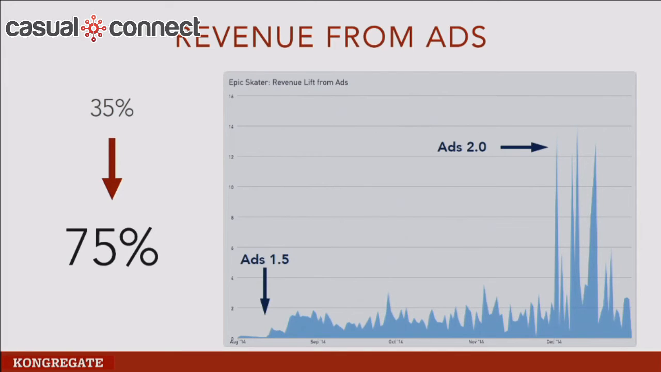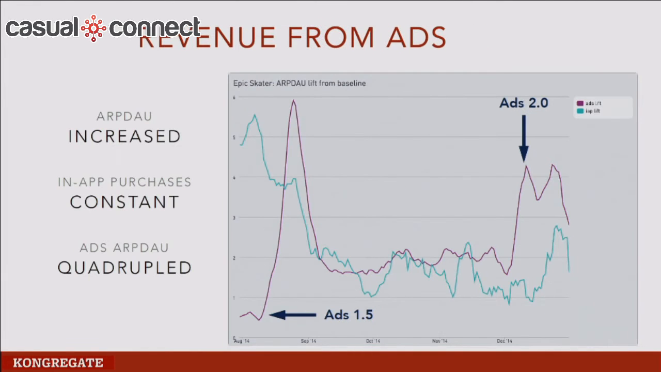Another way to look at this is how our ARPDAU changed. You can see the first bump when we released Interstitials that goes up, comes down, and then stabilizes. The interesting bump is the second one that comes after the 2.0 release. At that point, we saw a bump that did not decline. It pretty much stayed stable over time.